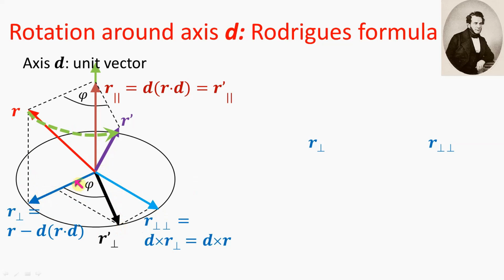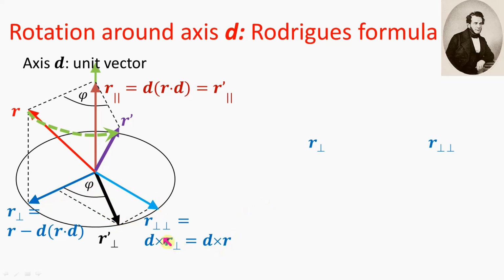With R perp and R perp perp, we can express the vector that is the rotation of R perp with angle phi. Because here we have a right triangle, so the two components of this black vector are R perp multiplied by cosine phi and R perp perp multiplied by sine phi.